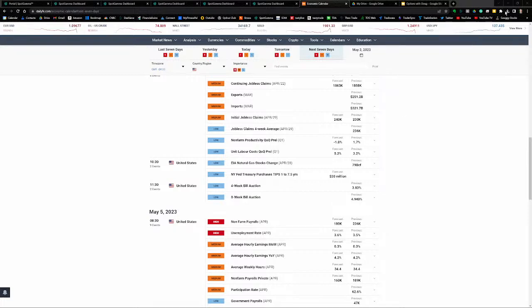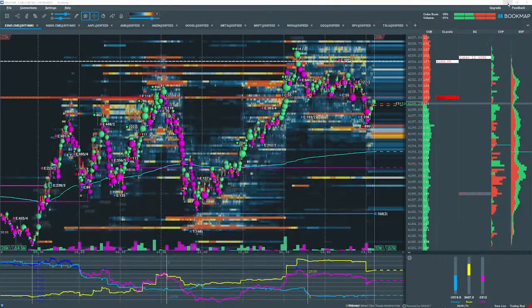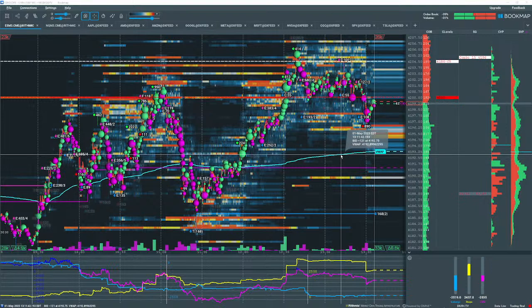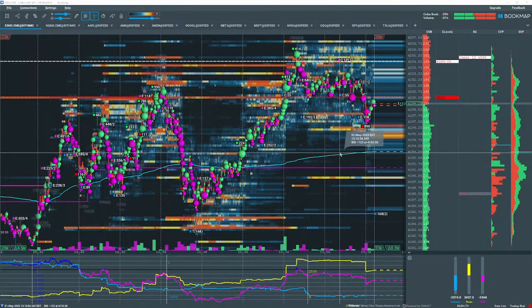All right, let's go through our positional analysis now. And we'll look at the S&P 500 and the NASDAQ. We'll start with the S&P 500. This is Bookmap showing the ES, S&P 500 futures. And before I dig into this chart, let's take a look at a larger time frame.